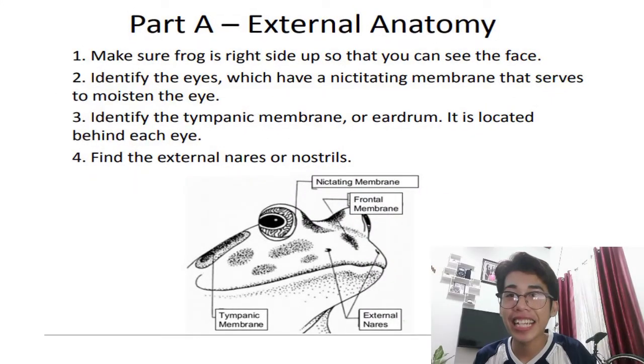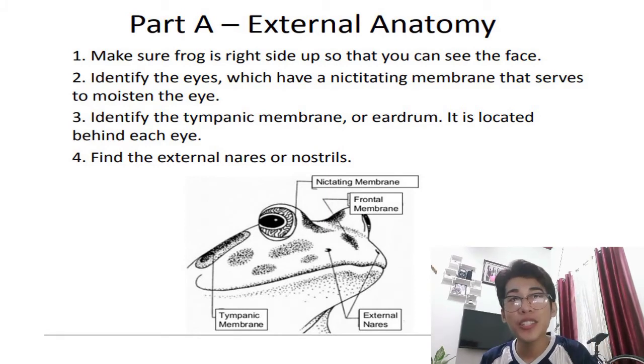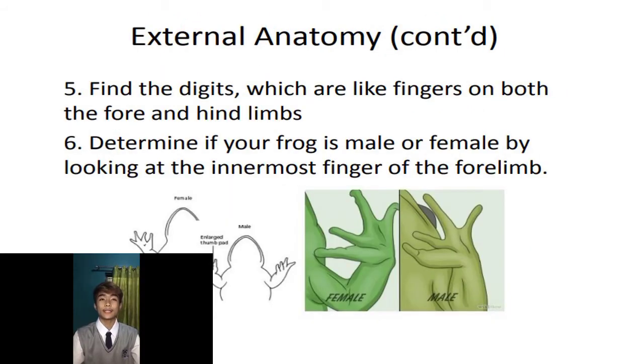Part A. External Anatomy. First, make sure the frog is right side up so that you can see the face. Second, identify the eyes, which have a nictitating membrane that serves to moisten the eyes. Third, identify the tympanic membrane or eardrum. It is located behind each eye. Fourth, find the external nares or nostrils. Fifth, find the digits, which are like fingers, on both the fore and hind limbs. Sixth, determine if your frog is male or female by looking at the innermost finger of the forelimb.